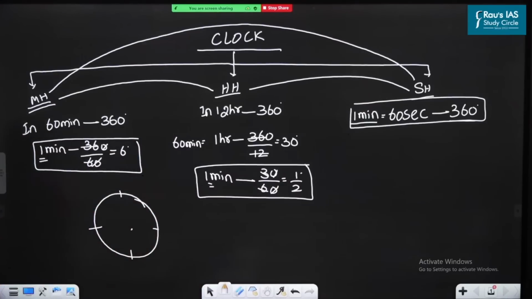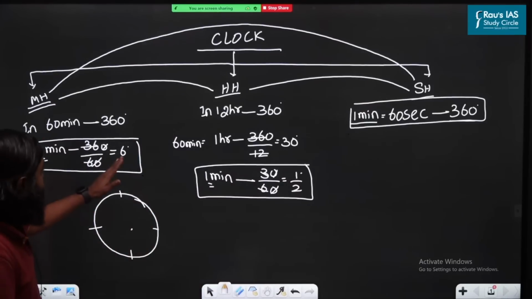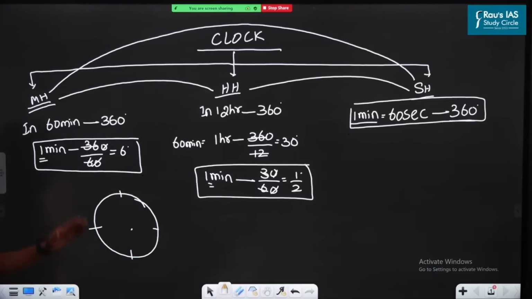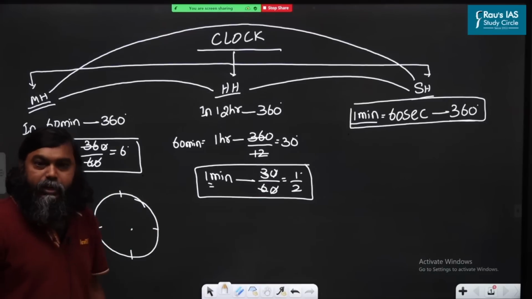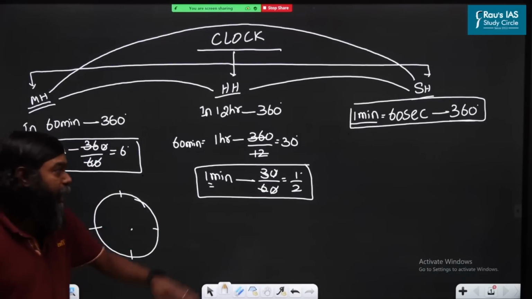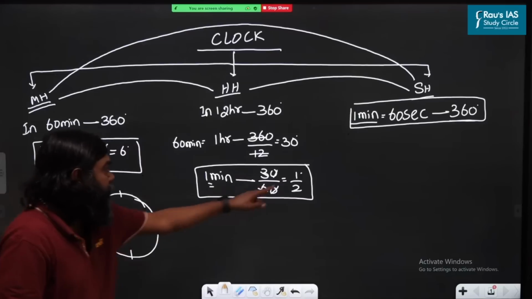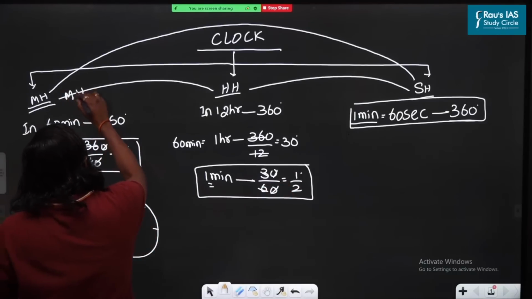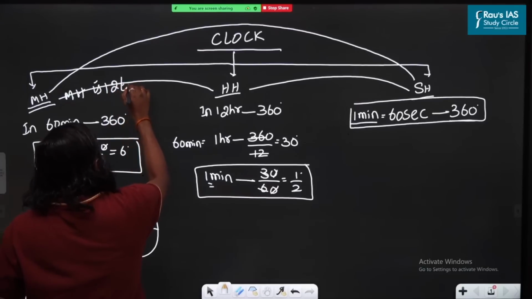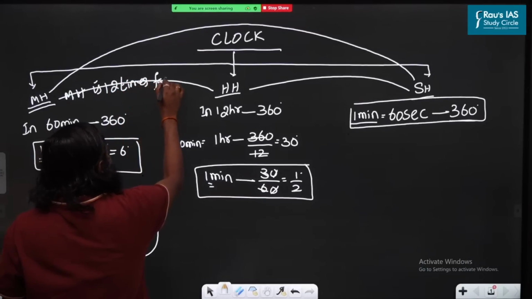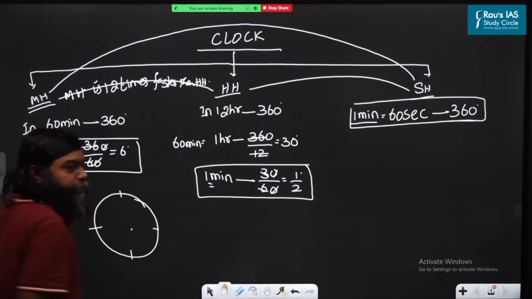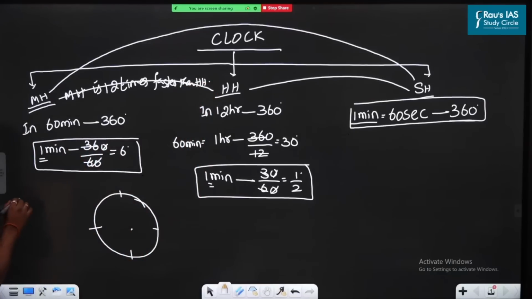We will see one by one. 1 minute 6 degrees, 1 minute half a degree. Who traveled more? The minute hand is faster than the hour hand. How many times faster? How does half become 6? Multiply by 12 to get 6. That means the minute hand is 12 times faster than the hour hand.